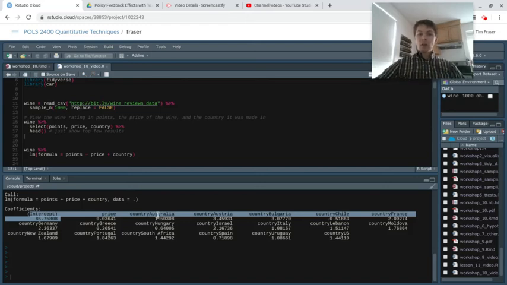But if they're from Australia, they get rated 1.5 points higher than Argentinian wines. If they're from Austria, they get rated 3.45 points higher than Argentinian wines. And if they're from Chile, they get rated 0.5 points lower than if they were from Argentina. Okay?